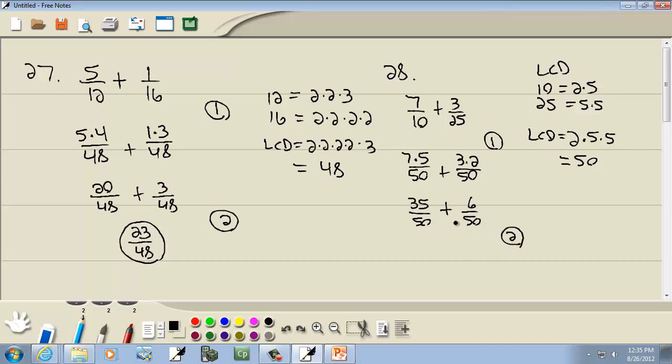Well, now that they have the same denominators, you add together the top parts. 35 plus 6 gives us 41. And yet again, this did not simplify. 41, I believe, is prime, so it doesn't break down any.